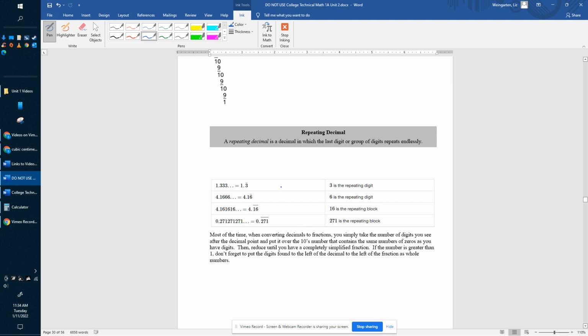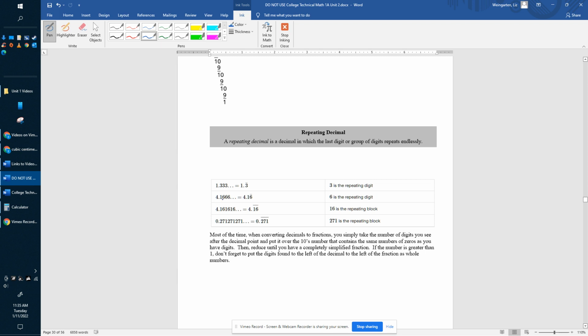So a repeating decimal, like we had talked about before, is where the last digit or group of digits repeats endlessly. So when we look at the example that we just saw, 4/3, it's 1.3 repeating. You can say 333... or 3 with the line above it. I prefer 3 with the line above it.